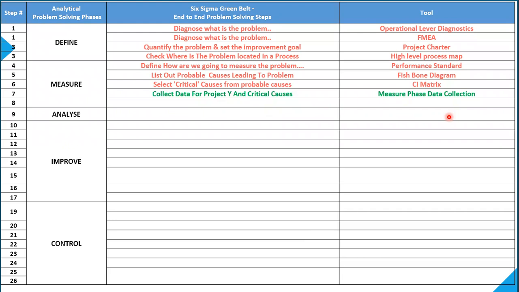In the last video itself, we discussed this. We want to prioritize X's based on statistical analysis, or statistical inferencing, we call it, right? Statistics always needs some data, and that is why we are going to collect the data for critical causes as well as project Y. The question is, how are we going to do that? To answer this question, let's go to the next few slides.